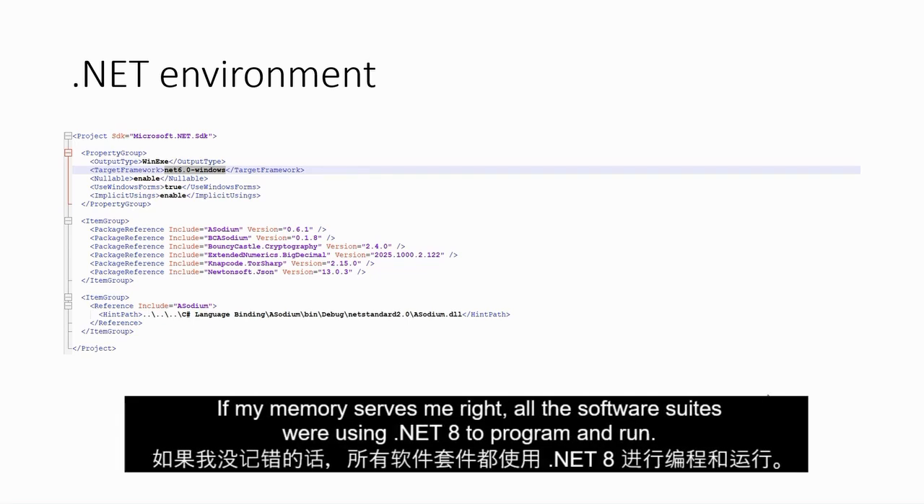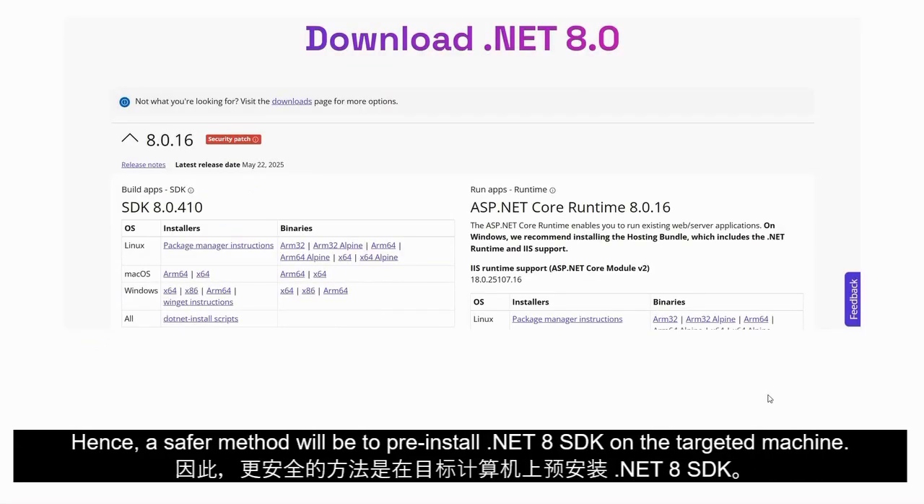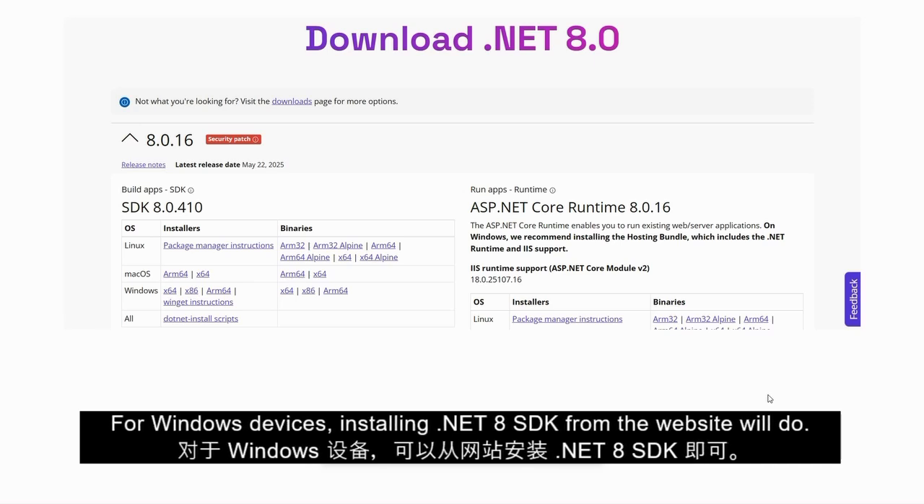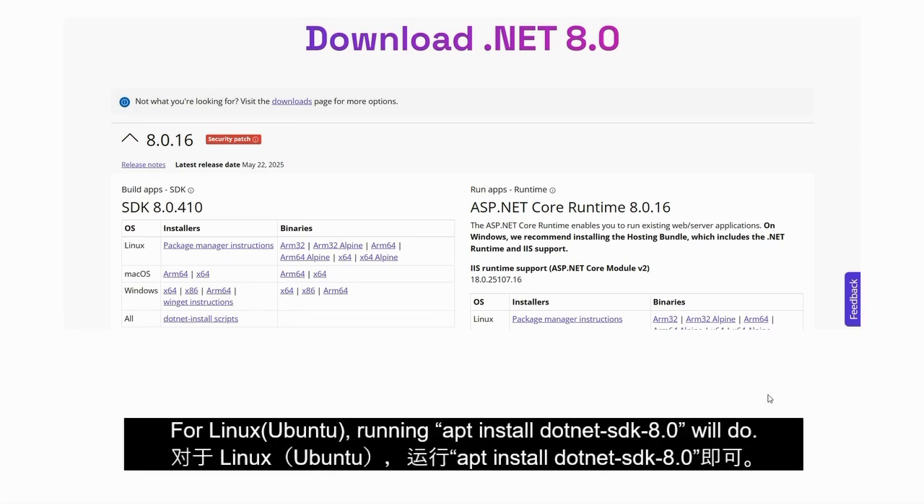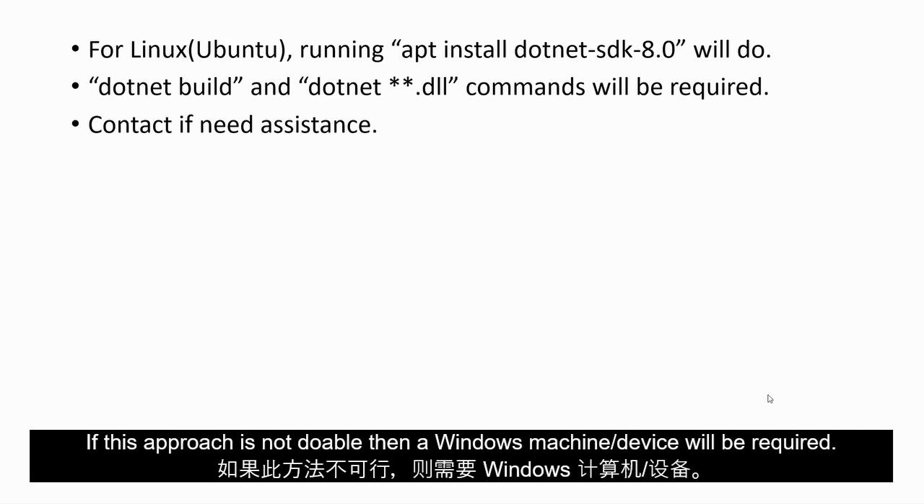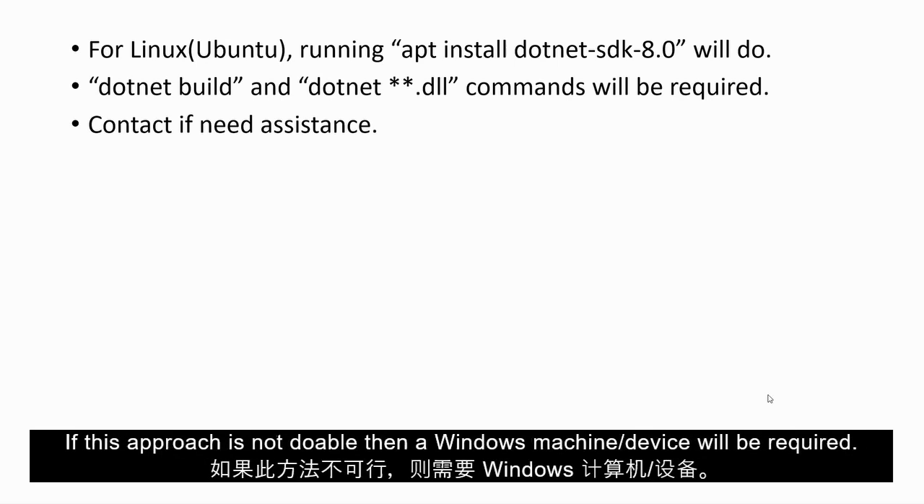If my memory serves me right, all the software suites were using .NET 8 to program and run. Hence, a safer method will be to pre-install the .NET 8 SDK on the targeted machine. For Windows devices, installing the .NET 8 SDK from the website will do. For Linux Ubuntu, running apt install dotnet-sdk-8.0 will do. If this approach is not doable, then a Windows machine or device will be required.